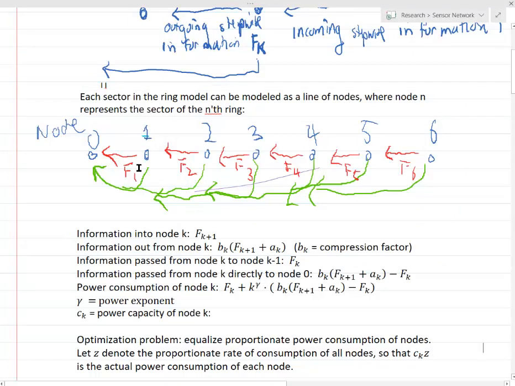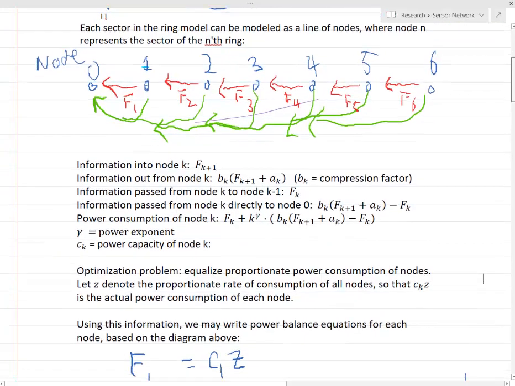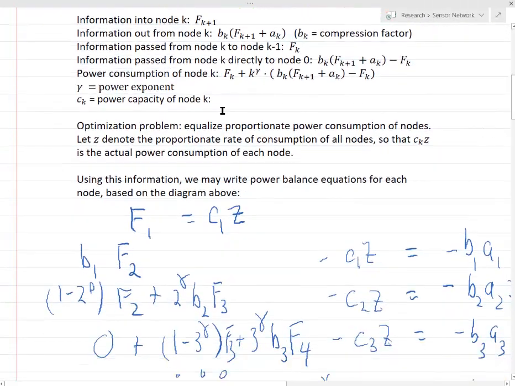So I use this fact to solve for these quantities F. All I need to solve for are the quantities F, because if I solve for the information flow F, then I can find the information flow to the node, to node 0, to the direct information flow, and I can also find the power consumption. So these F represent stepwise information flow. Okay. So that's the optimization problem.